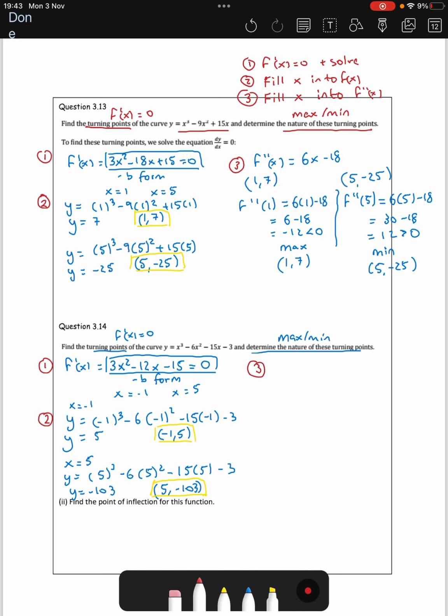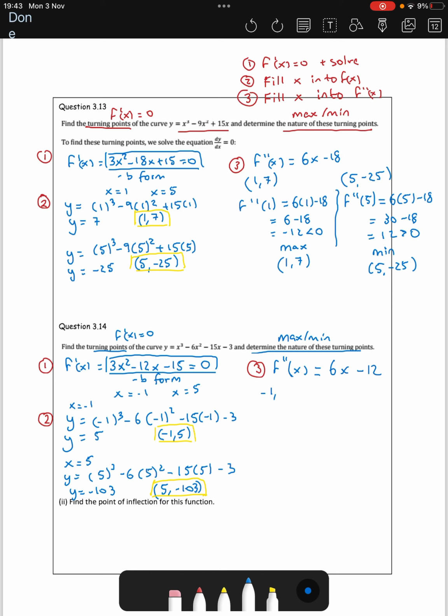To determine their nature, I'm going to fill my x coordinates into my second differentiate, because the second differentiate tests which is max and which is min. Now my second differentiate is found by differentiating this again. So if I differentiate that, I get 6x minus 12.